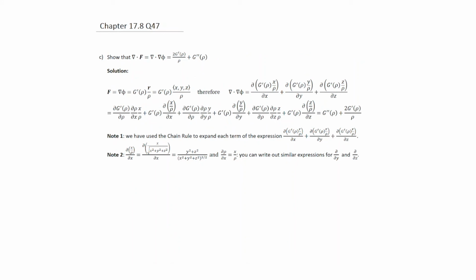Okay, part C: show that the divergence of the vector field, the divergence of grad phi, is this expression here. Basically, we start with F equals grad phi, which is g prime of rho times r over rho, and expand this out in terms of the actual vector x, y, z. If we now take the divergence, that means we take the divergence of all of this for the x component, all of this for the y component, and all of this for the z component. That means partial x of this, partial y of this, and partial z of this.